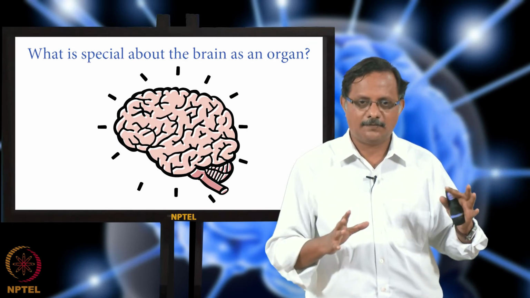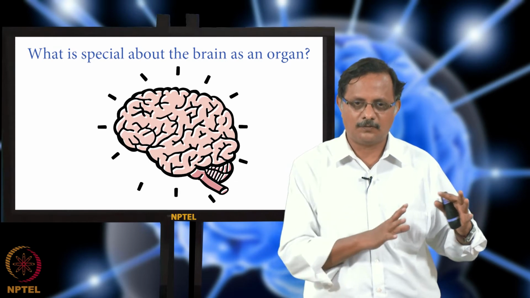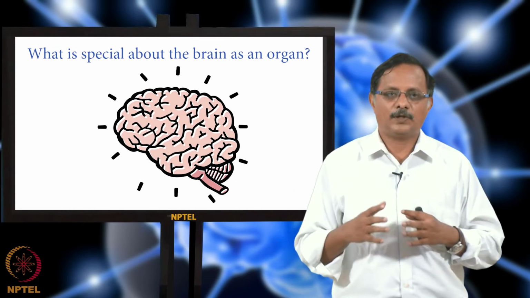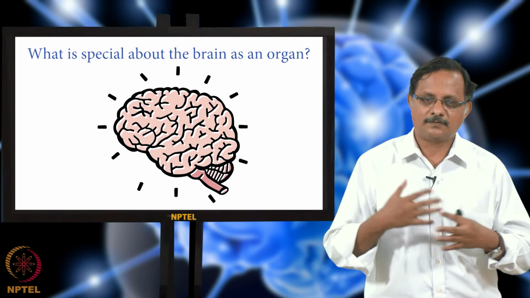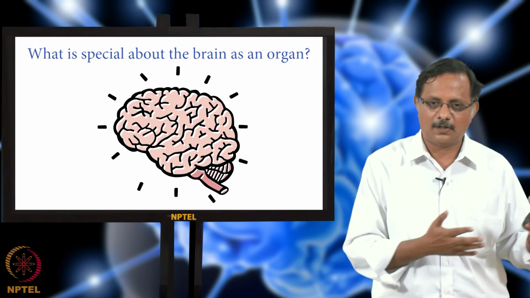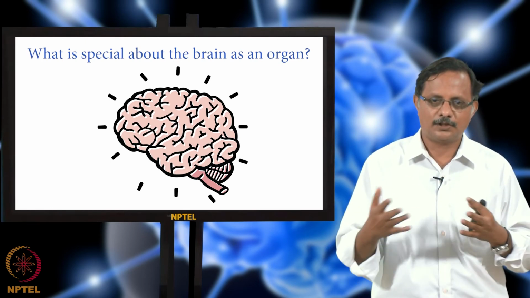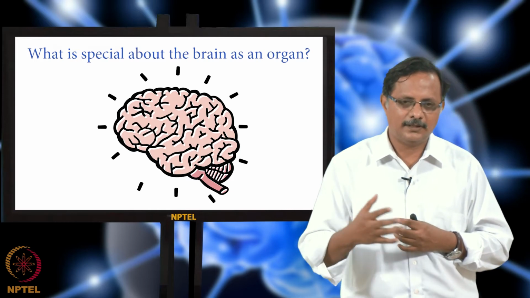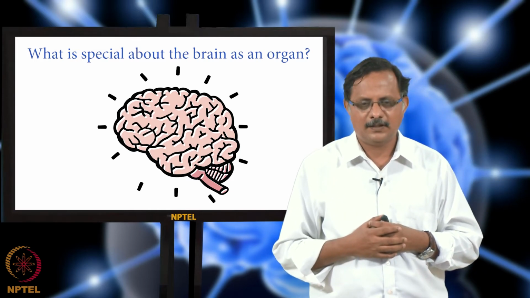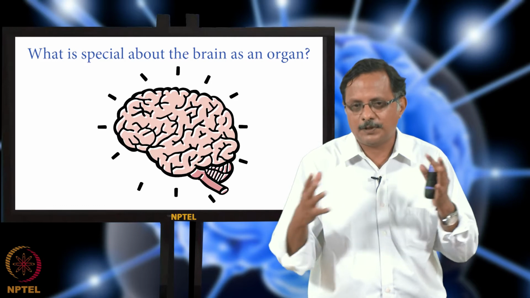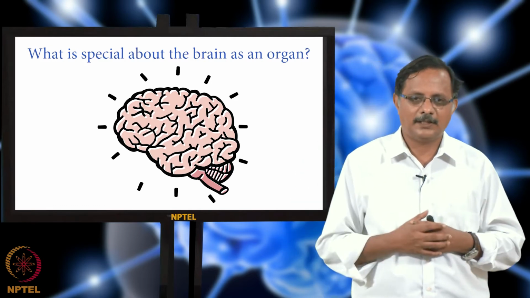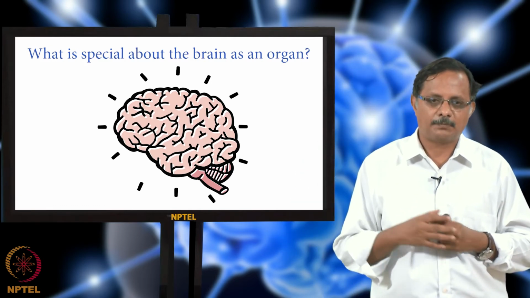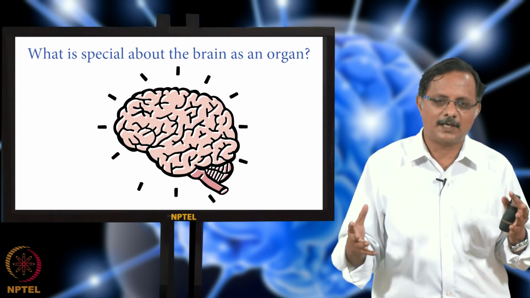Now, let us try to learn an important lesson out of what we have just discussed. What is special about the brain as an organ? This was the question that has been repeating through all the previous lectures. What is so special about the brain? The question might sound somewhat naive, because you can just say that the brain is designed to be special and to be intelligent, but it is not as simple as that, because the brain, like any other organ, is a bunch of cells, a mass of cells.